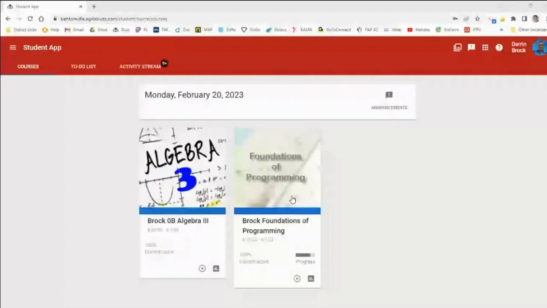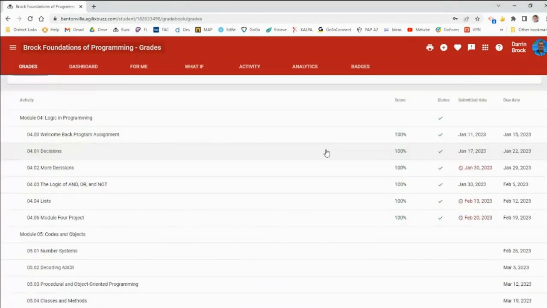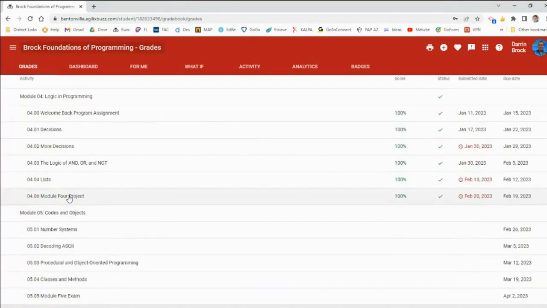Let's start out by looking at what it shows we have to do this week in Buzz, like we basically do every week, right? All right, so go into Buzz, looking at our Foundations of Programming class here. If we go to our grade screen, we see that last week the Module 4 project was due. That was due yesterday. So hopefully you've got all this in.